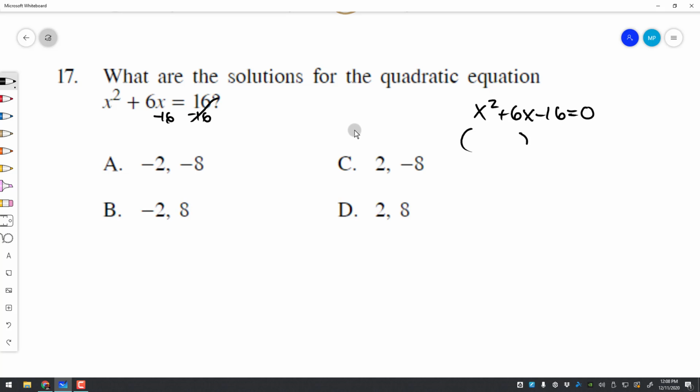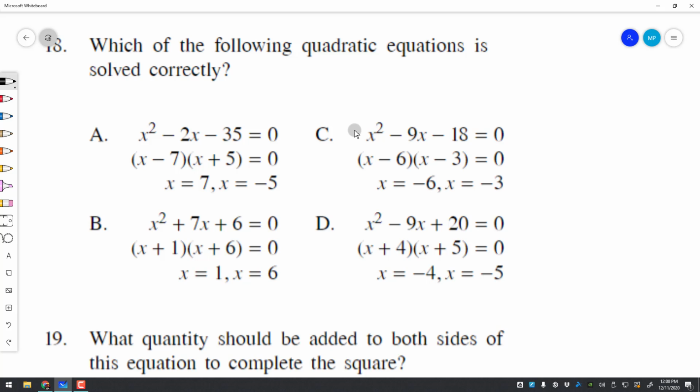So we're looking for two numbers that multiply to negative 16 and add up to positive 6, which would be positive 8 and negative 2. Those are the two factors. Then we use the zero product property and get negative 8 and positive 2.